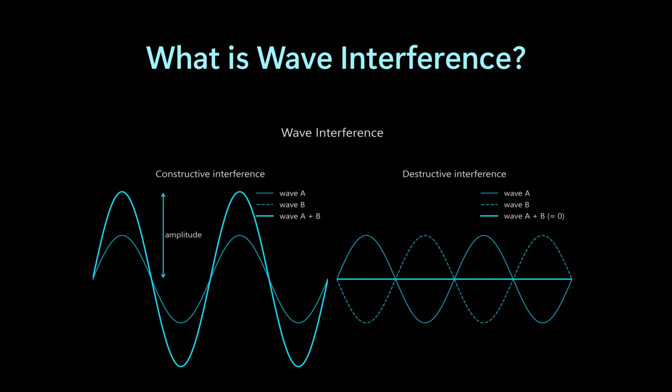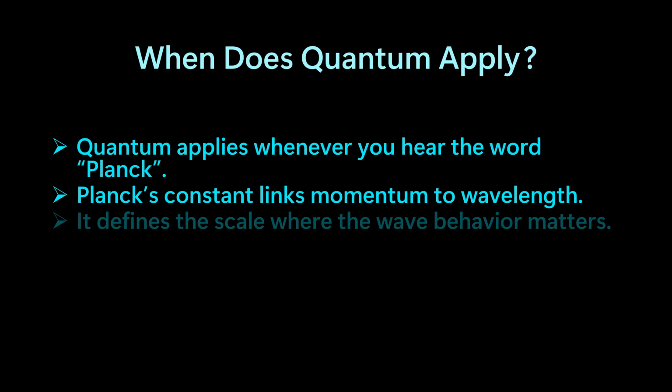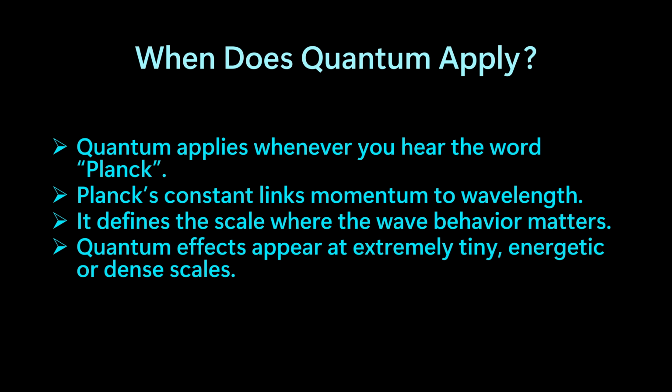When does quantum apply? Whenever you hear the word Planck. Max Planck was a Nobel Prize winning physicist during the Einstein era. You've heard of Planck's constant? Remember waves from above? Planck's constant links a particle's momentum to its wavelength. Momentum is simply mass times velocity, and wavelength is the distance between peaks or troughs of any wave.